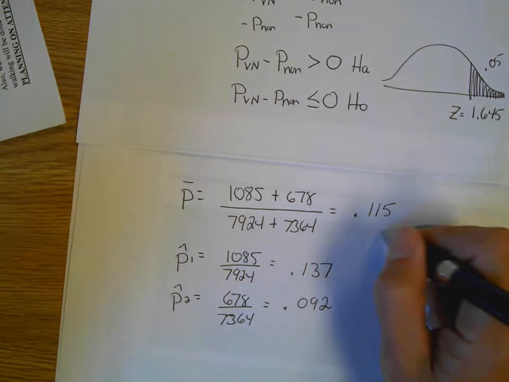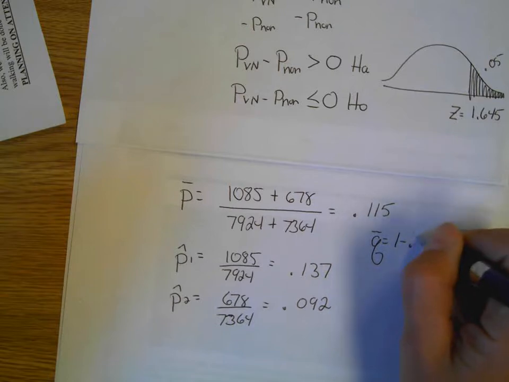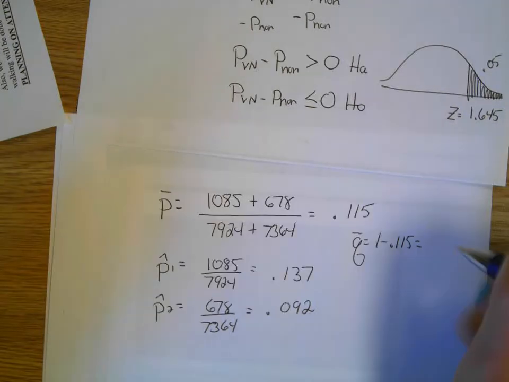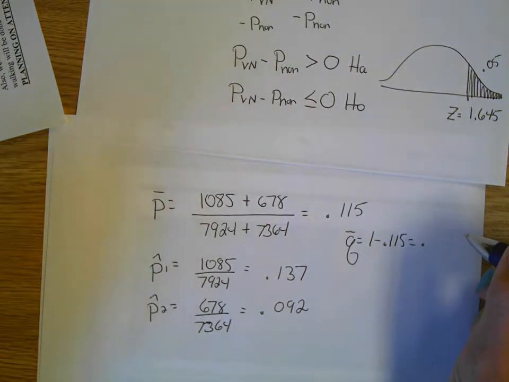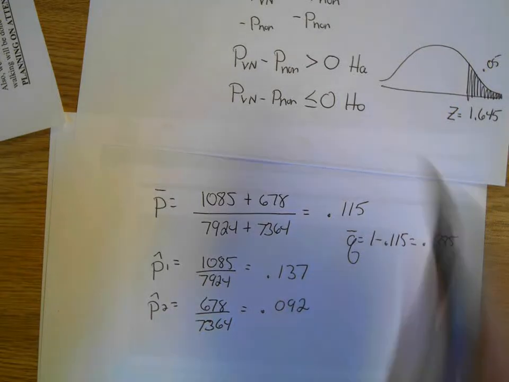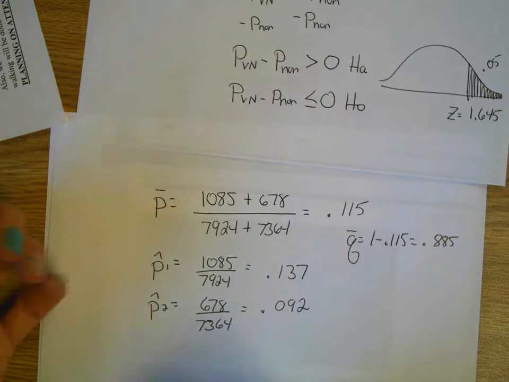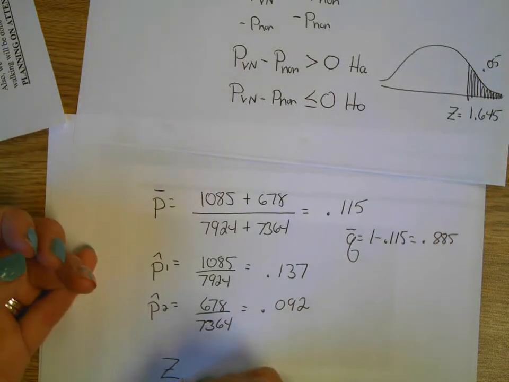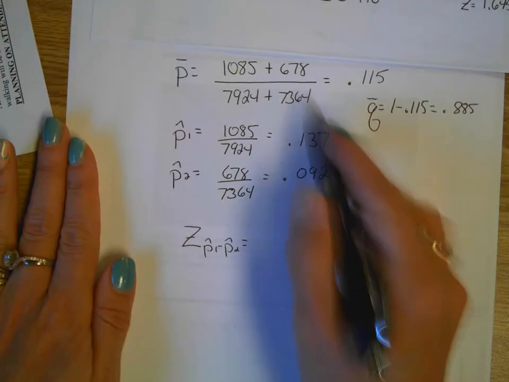We're going to need Q bar too. How do you get Q bar if you know P bar? Subtract from 1. That's going to give us 885. Okay, we've got everything we need to plug into that Z-score formula now. So the Z-score for P hat 1 minus P hat 2. Yep. So everything's here that we need.